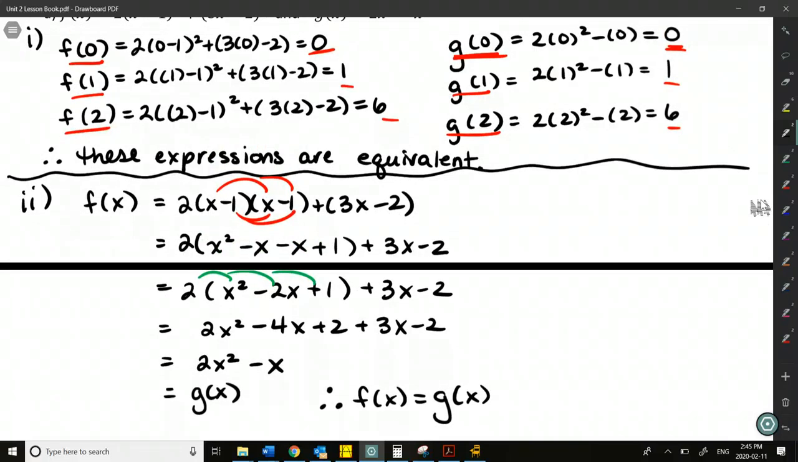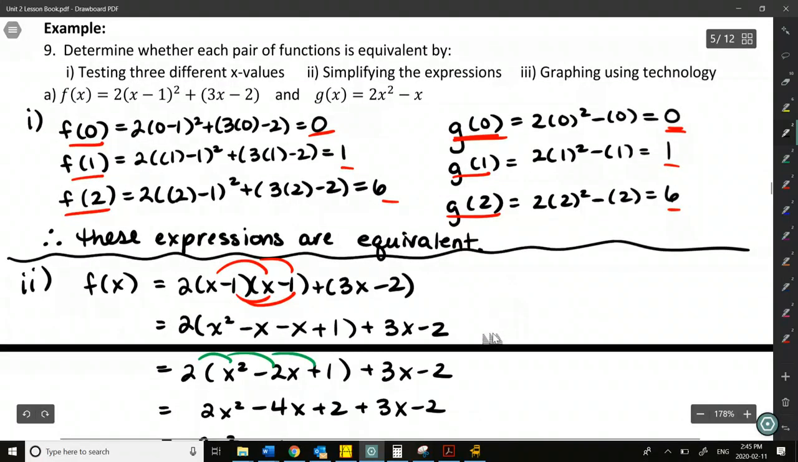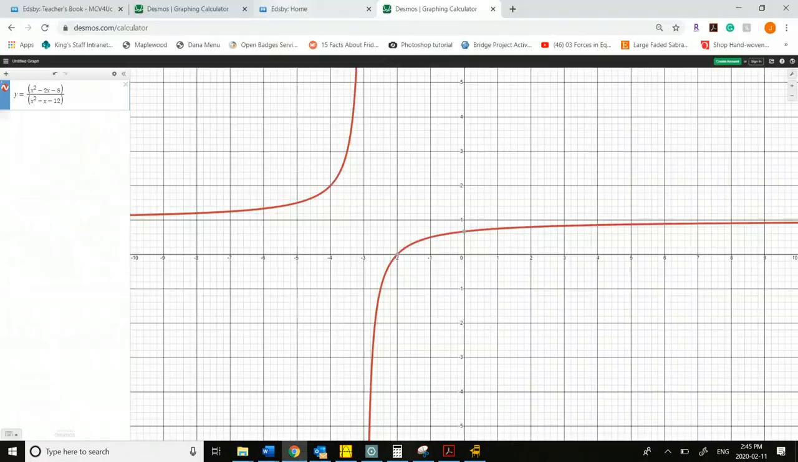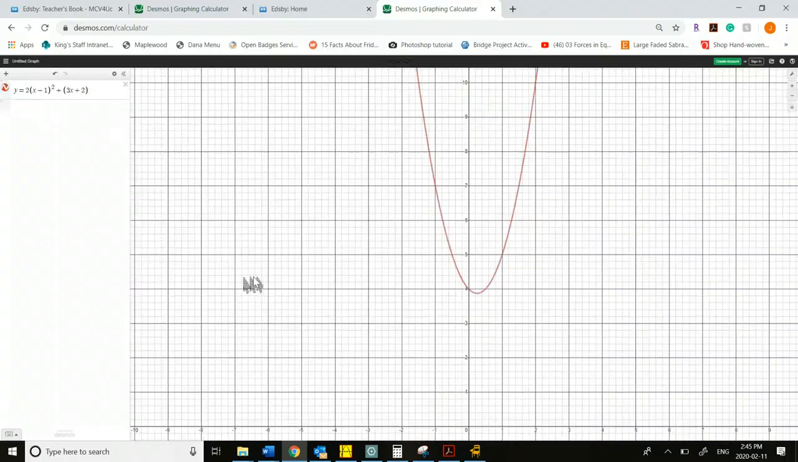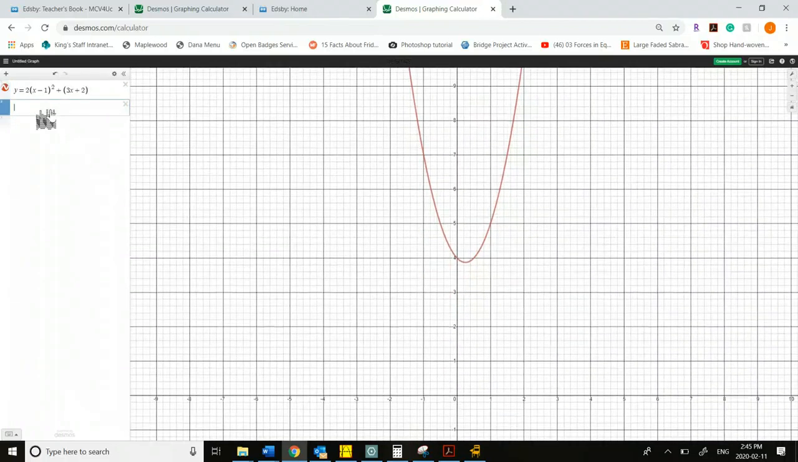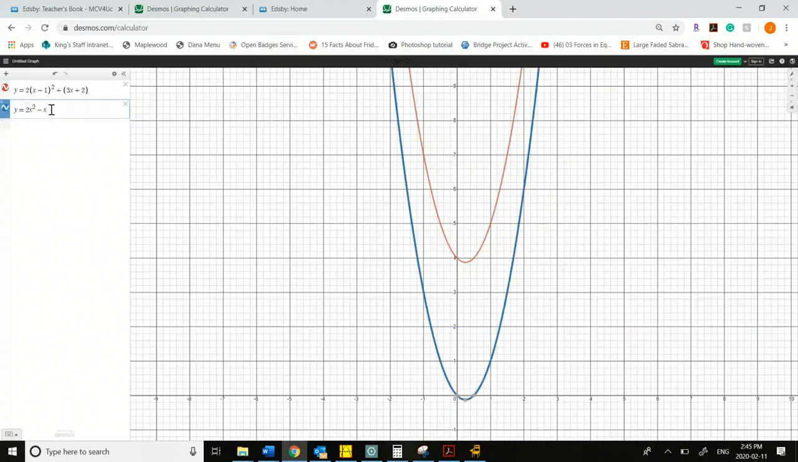Okay, and then the last thing that we can check is if I sub in the equation from f at x and the equation from g at x, their graphs should literally be the same. So if you go over to graphing technology here, we'll use this again. I'm going to enter in the f at x formula here, or equation rather. So there it is. And I'm going to enter in g at x. So 2x squared minus x.